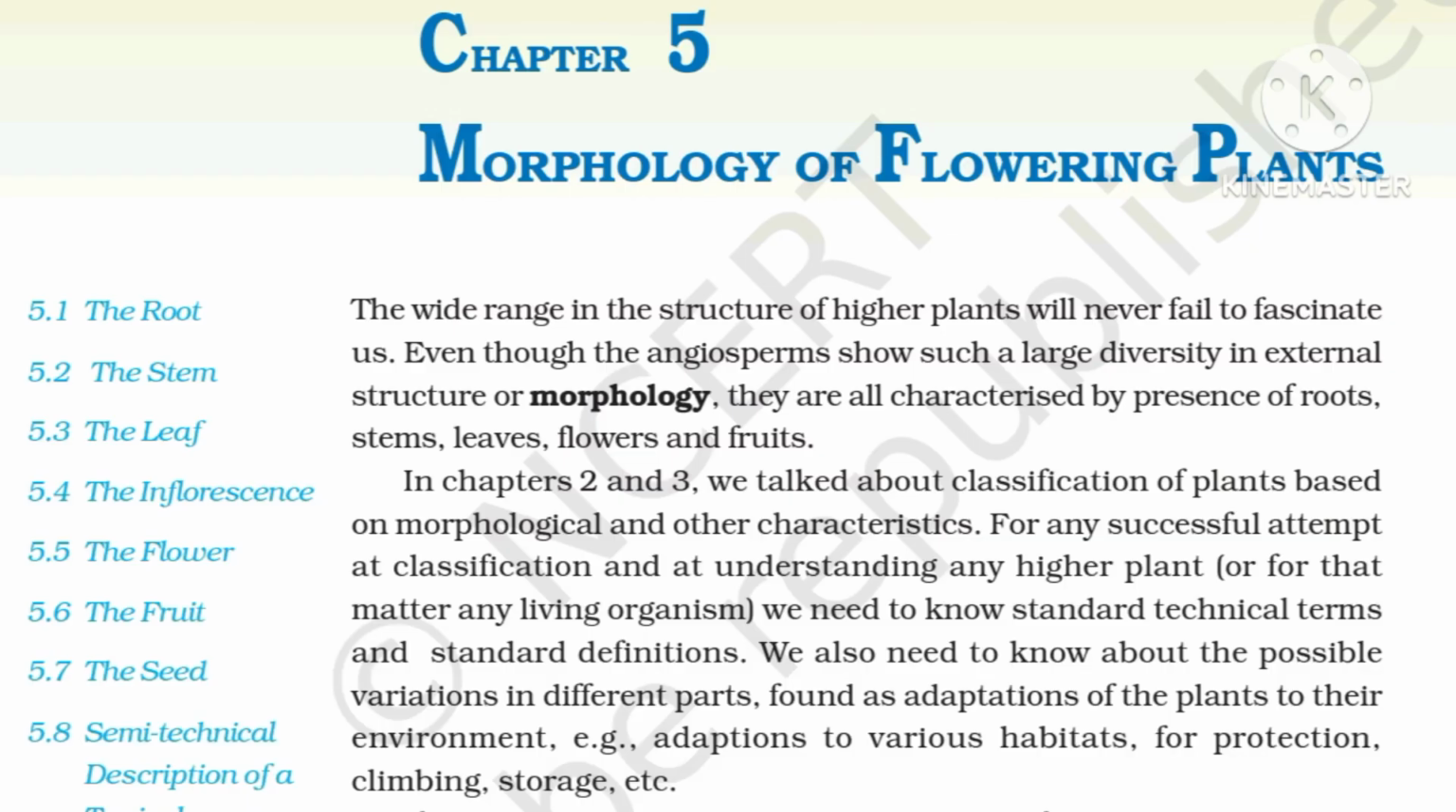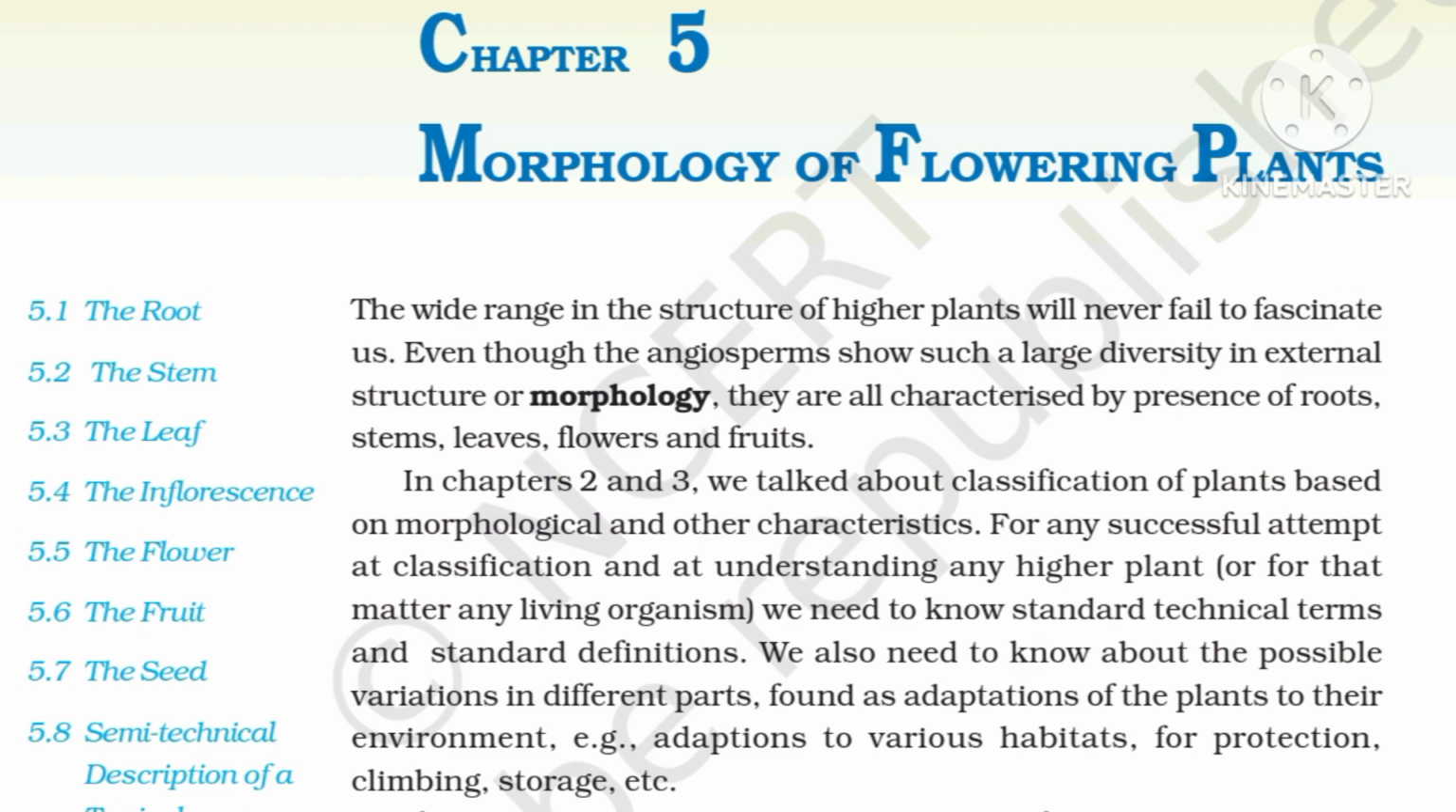Chapter 5: Morphology of Flowering Plants. The wide range in the structure of higher plants will never fail to fascinate us. Even though the angiosperms show such a large diversity in external structure or morphology, they are all characterized by the presence of root, stem, leaves, flowers, and fruits.